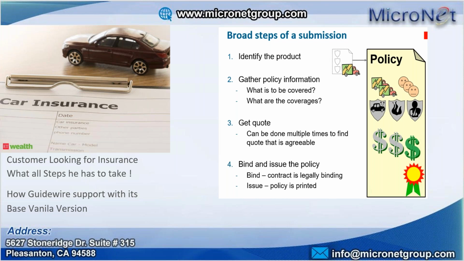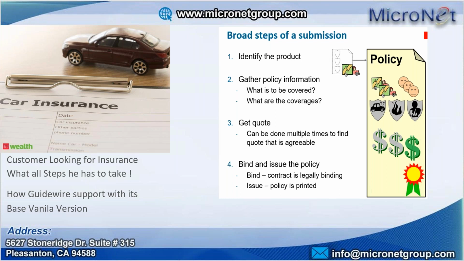Like for my car, I can take a collision coverage, a comprehensive coverage, a medical coverage, towing services, roadside coverage. Based upon what all things I want to be covered on my car insurance, my price will be calculated. That is my quotation. If you add more coverages, you have to pay a higher premium. If you keep lesser coverage, you have a lesser premium.